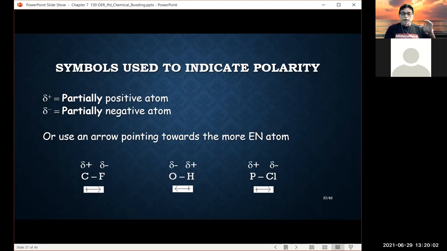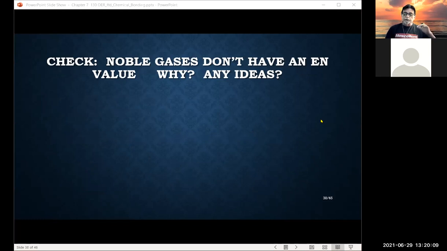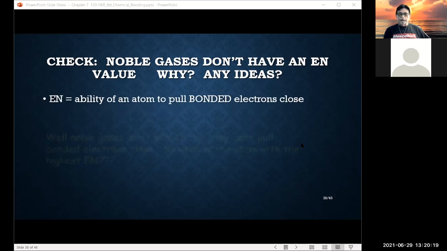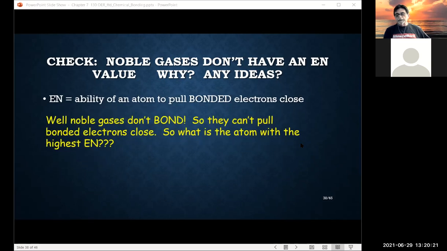Okay, so polarity is a very important concept with respect to chemistry. It has a vast effect on chemicals. Down the road, we'll learn more about it. Of course, we know that noble gases don't have an electronegativity value simply because their octet is fulfilled.